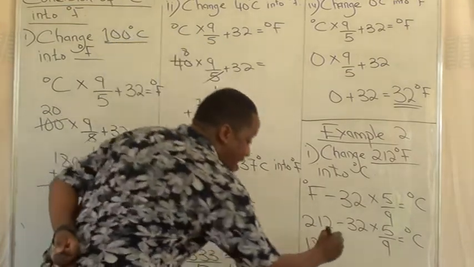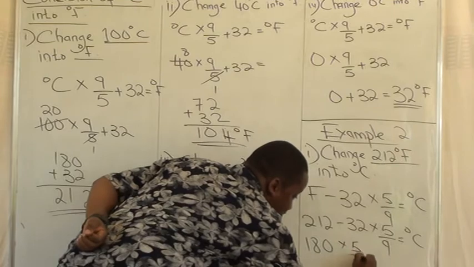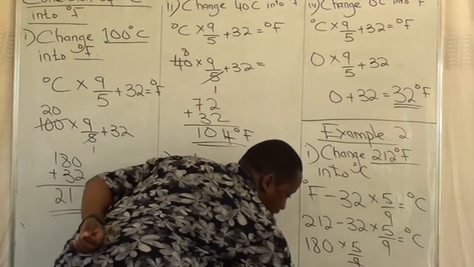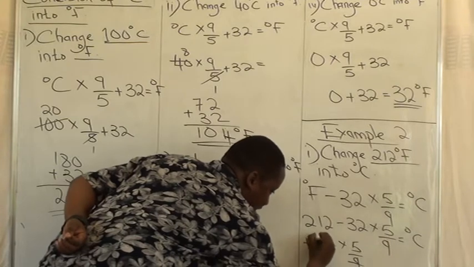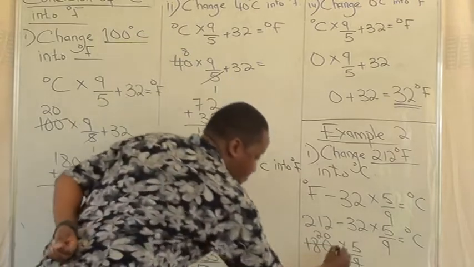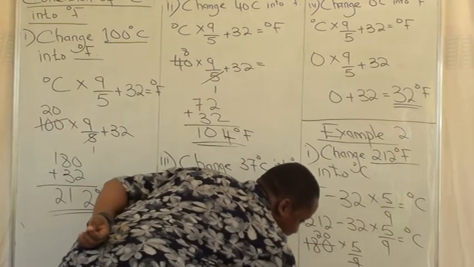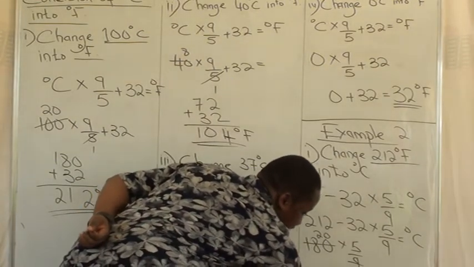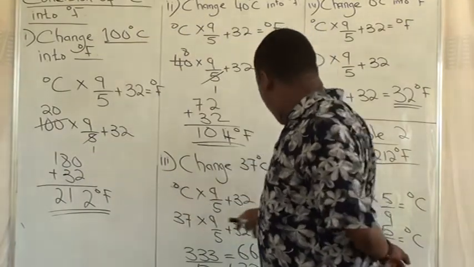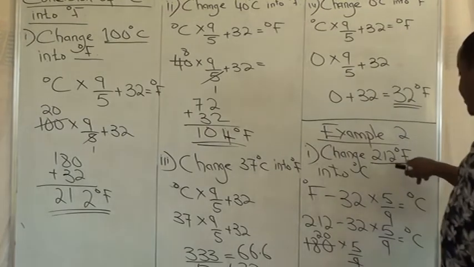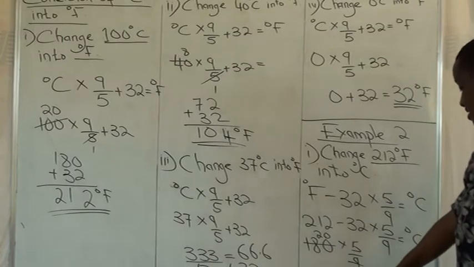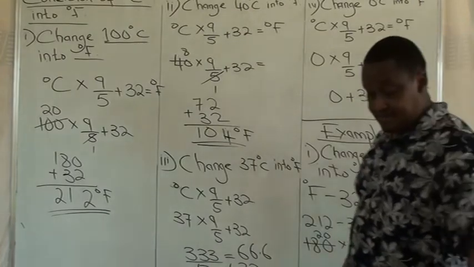Now we multiply by 5/9. It means now we can cancel. By 9, 1. By 9 you get a 20. And 20 multiplied by 5 is 100. So we can see we are back to where we started. 212 degrees Fahrenheit is equivalent to 100 degrees centigrade.